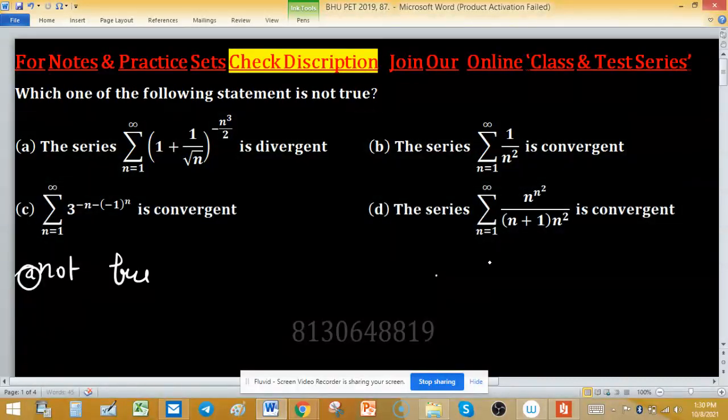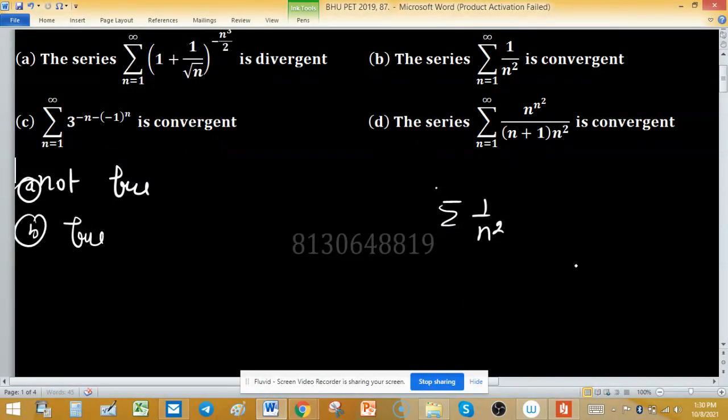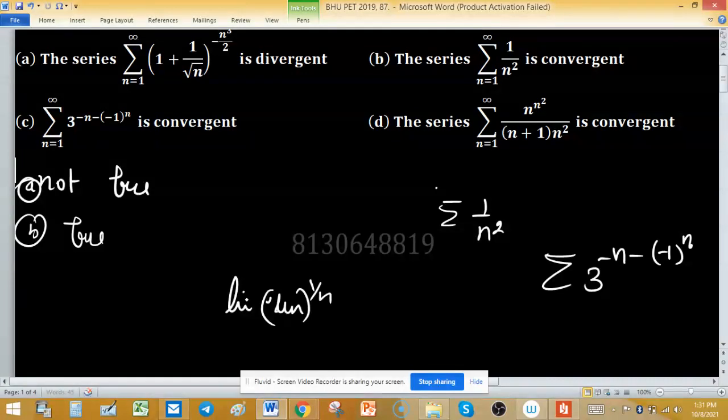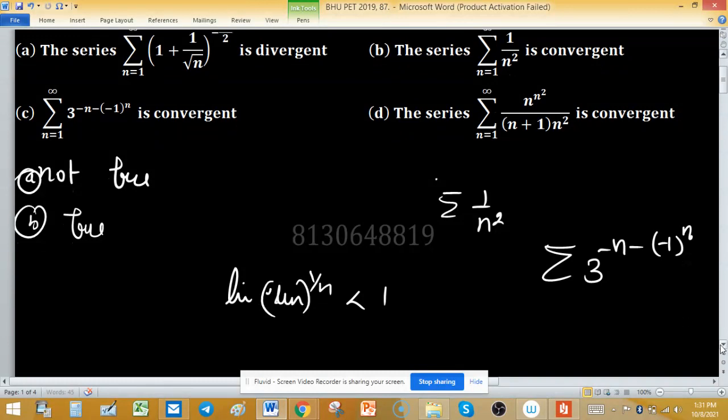Now check option B. In option B, summation 1 upon n square is convergent by the p series test. So B is a true statement. Now check option C. In option C, it is given that summation 3 raised to the power minus 1 minus of minus 1 raised to the power n. Whenever n is involved in the power, always try to solve the problem with the help of the root test. The root test says if this is un, then take un raised to the power 1 upon n. If the limit of this expression is less than 1, then the series is convergent. So I'm going to apply the root test here.